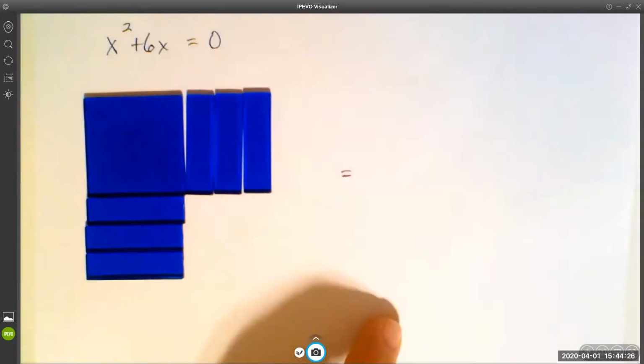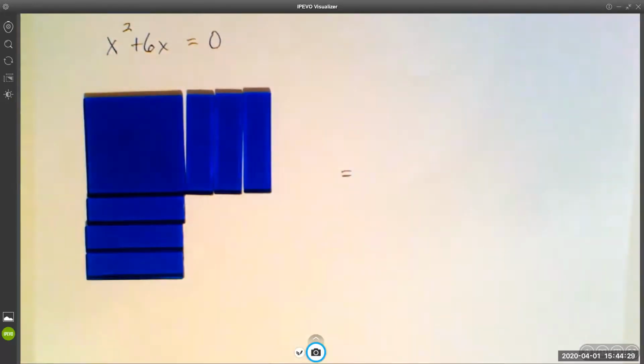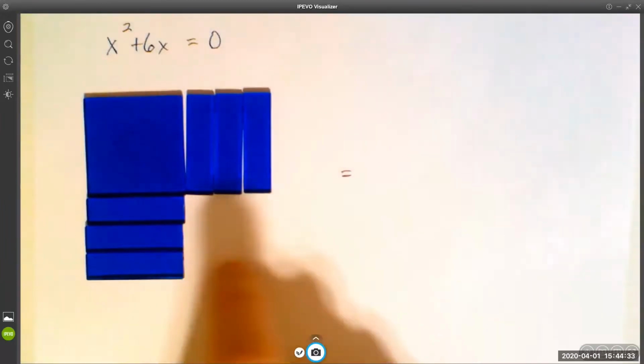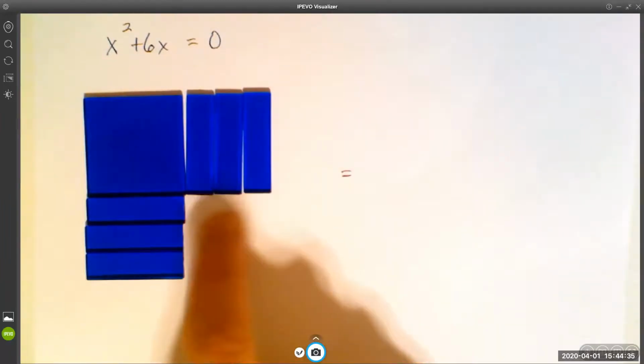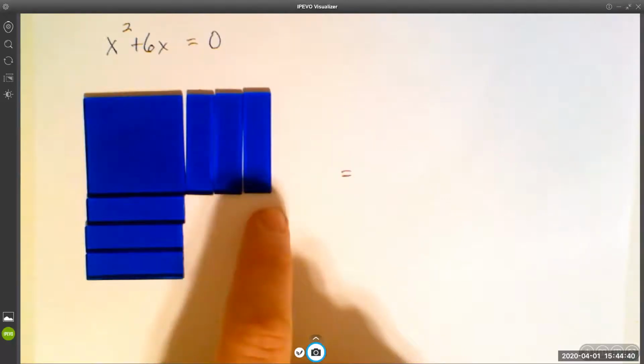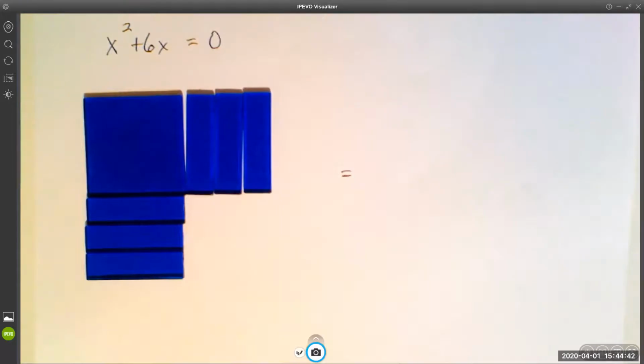Now, to solve this by completing the square, this would be step 1, right? In step 2, I would copy this down again, and I would fill in what needs to be filled in this cavity here to complete the square. Obviously, I'm going to need a 3 by 3 grid in order to make that happen.